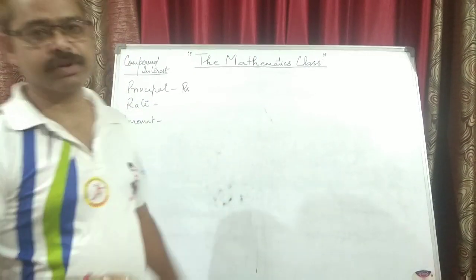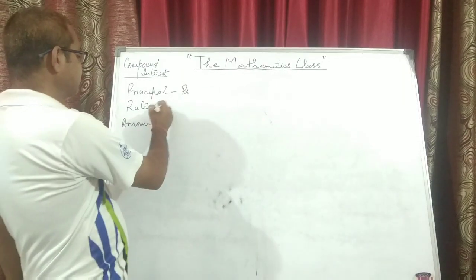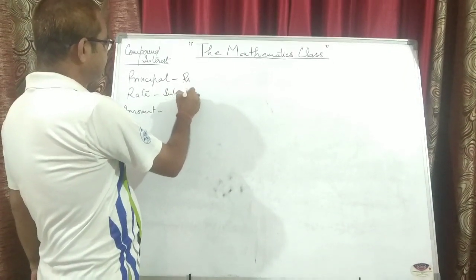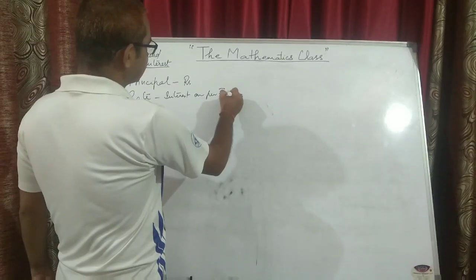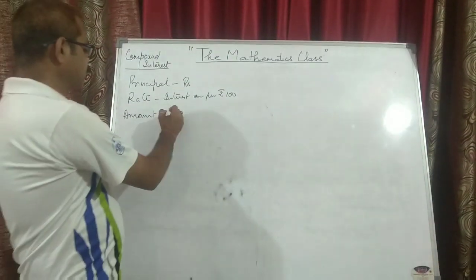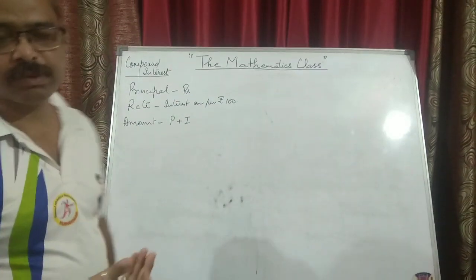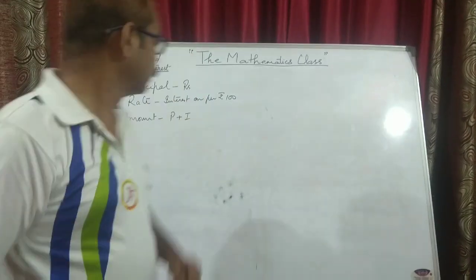So that is why it is always calculated in percentage. So the rate is interest on per rupees 100. Then amount is your principal plus interest. The final amount means principal and interest that you are getting back.